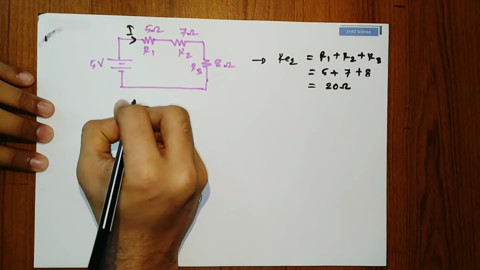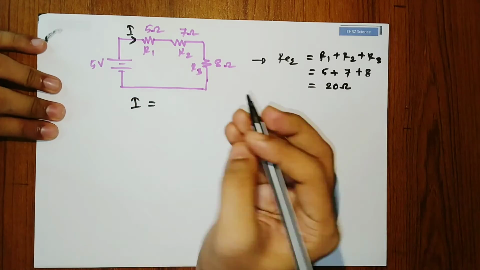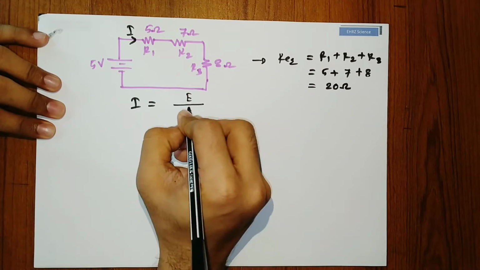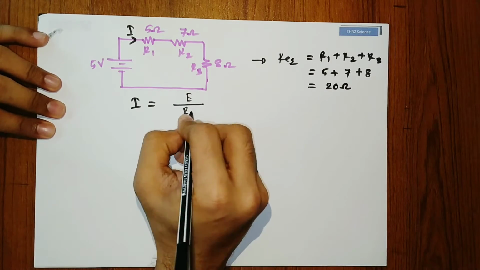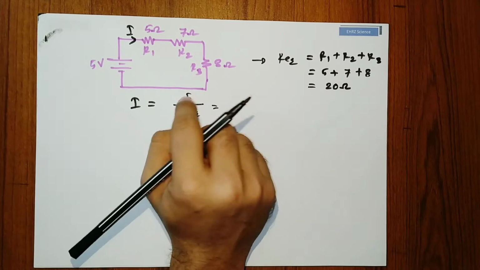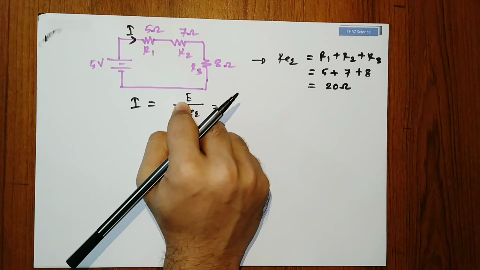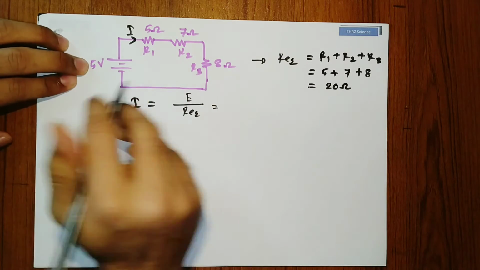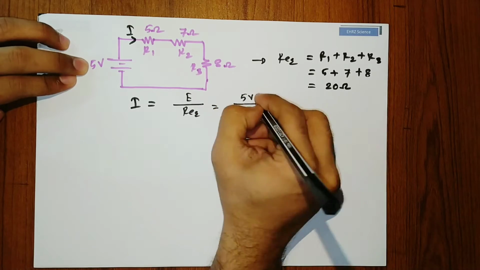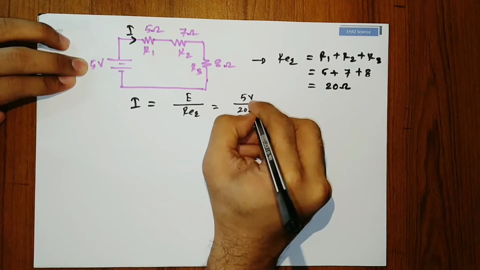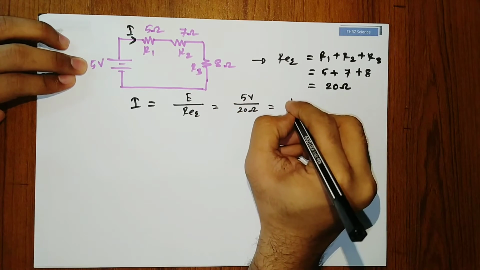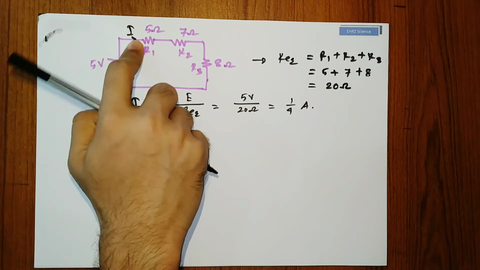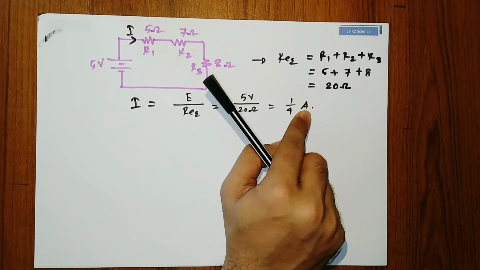Now we know that the electric current I is equal to E divided by the equivalent resistance. What is E? We all know that E is the electromotive force. The electromotive force in this circuit is 5 volt. So 5 volt divided by 20 ohm gives 1/4 ampere. In this circuit the electric current is 1/4 ampere.